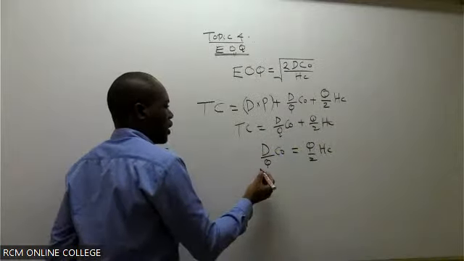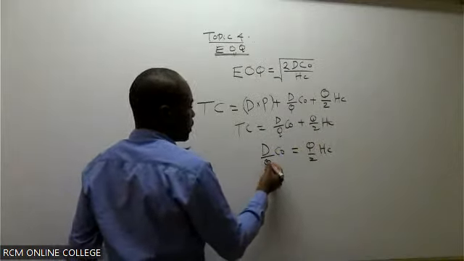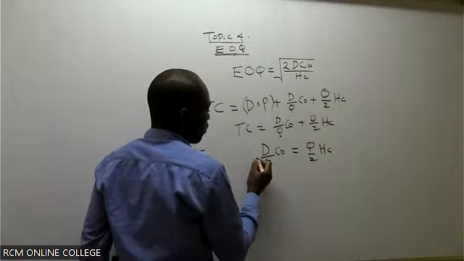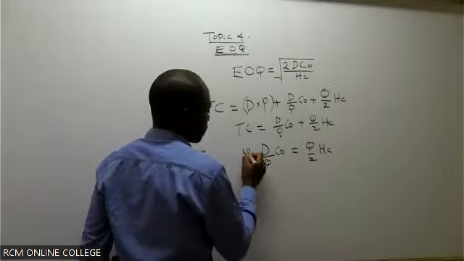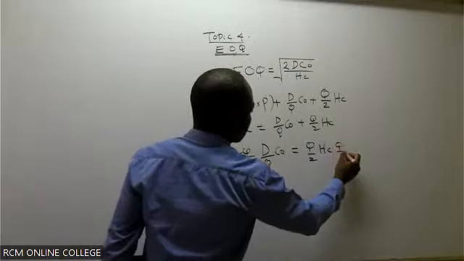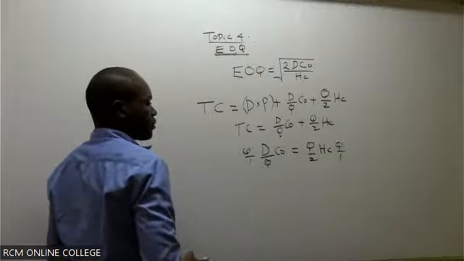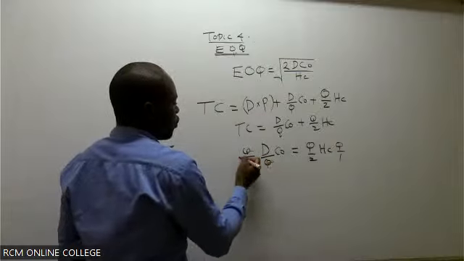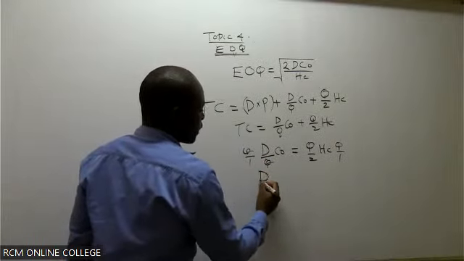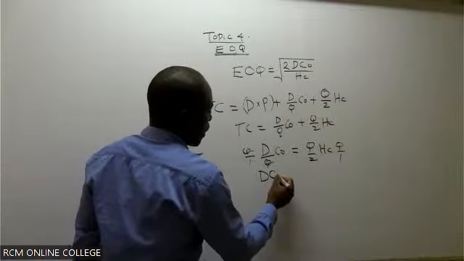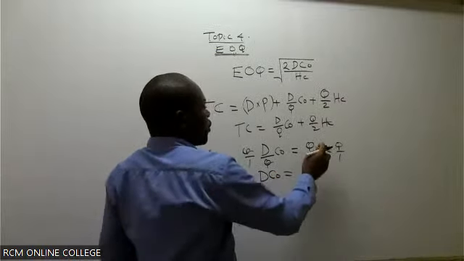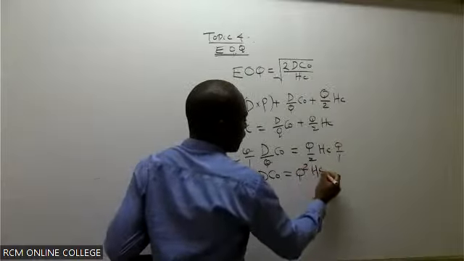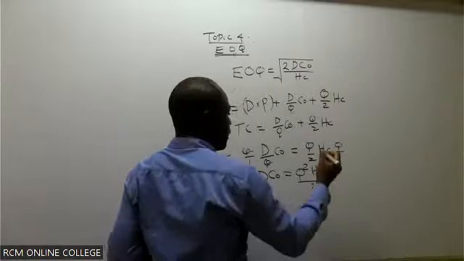I come to this section here and say, if I want to take this one to the other side, I'll just come here and multiply both sides by Q over 1. Once that is done, you'll be able to see the Q on this other side will be eliminated. So I'm remaining with demand times ordering cost equal to Q times Q, which is Q squared HC, all of it divided by 2.